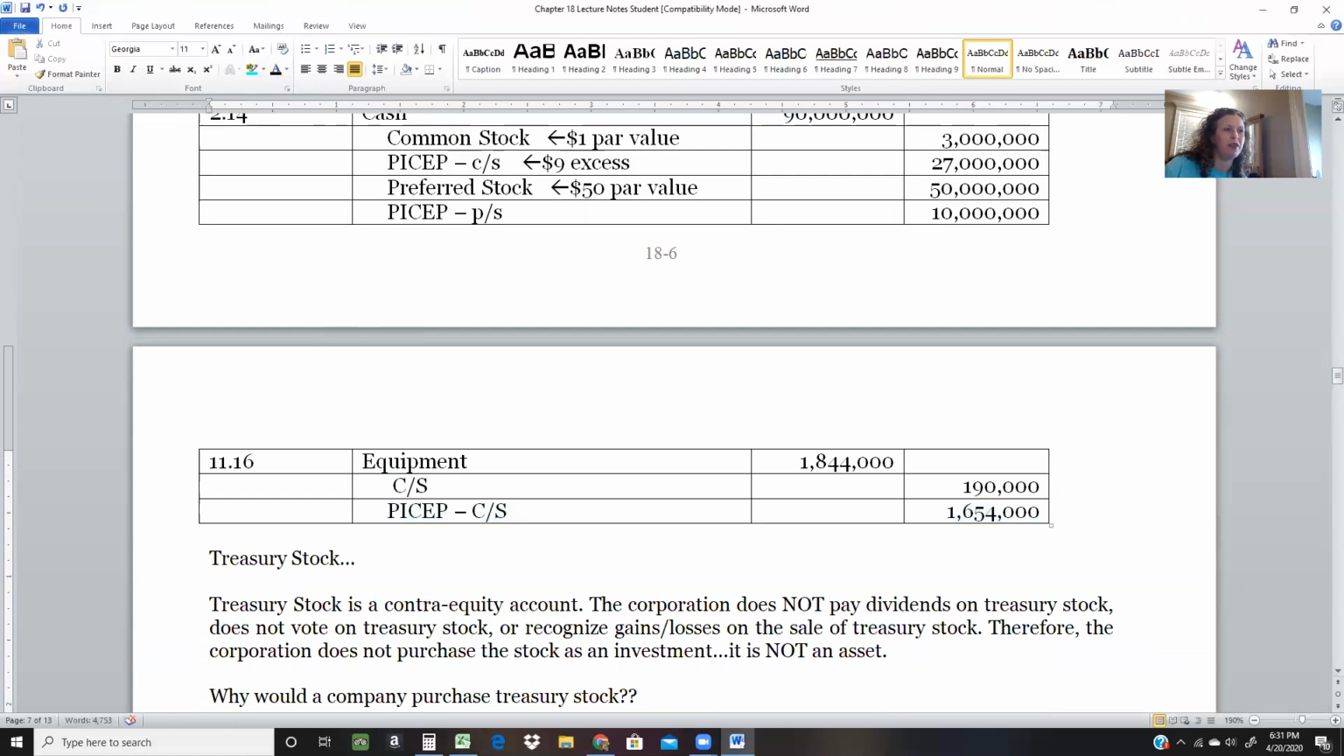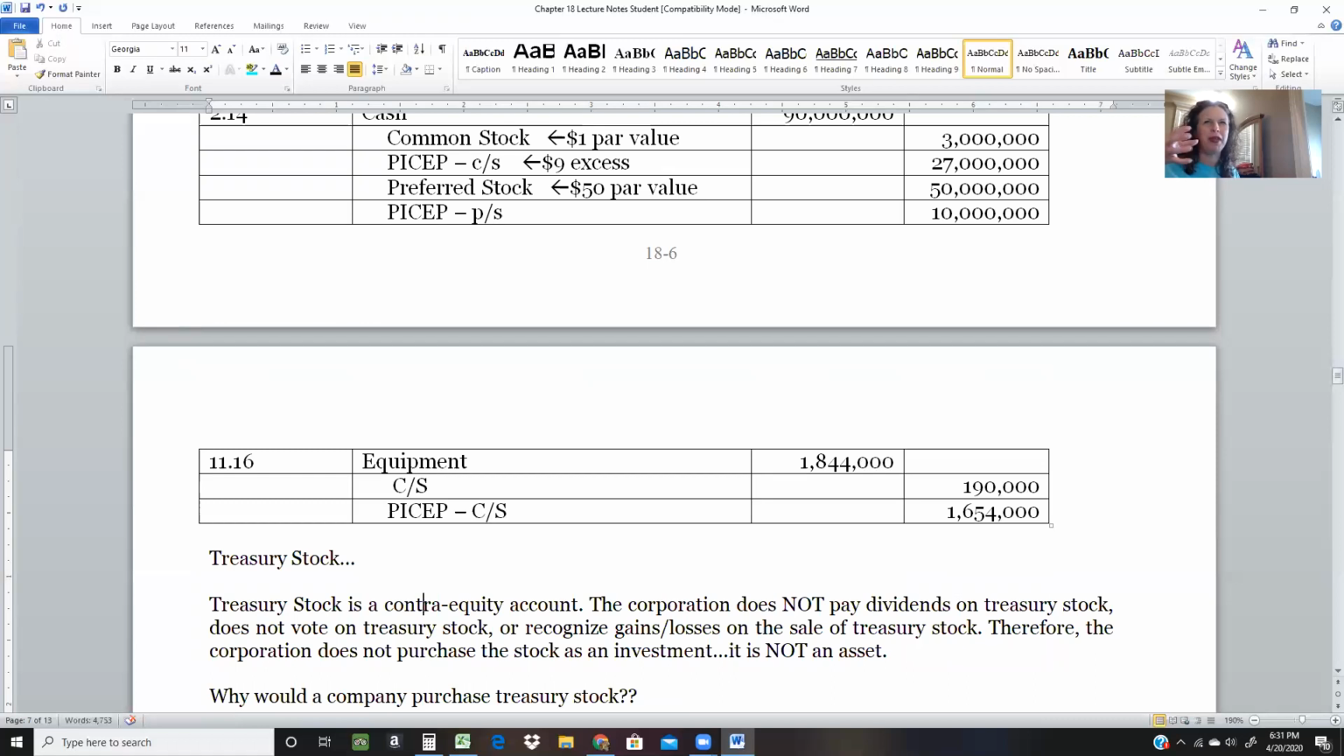All right. So next concept is treasury stock. When we're looking at treasury stock, remember I mentioned earlier that it's a contra equity. So it's the opposite of an equity. It offsets your equity. It's a minus in your equity section.